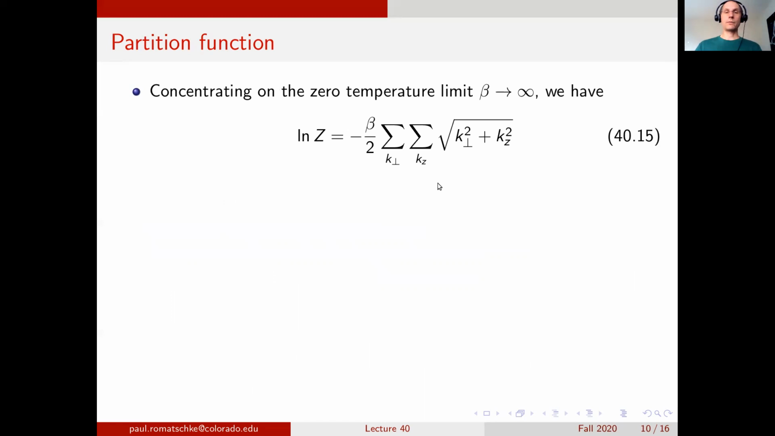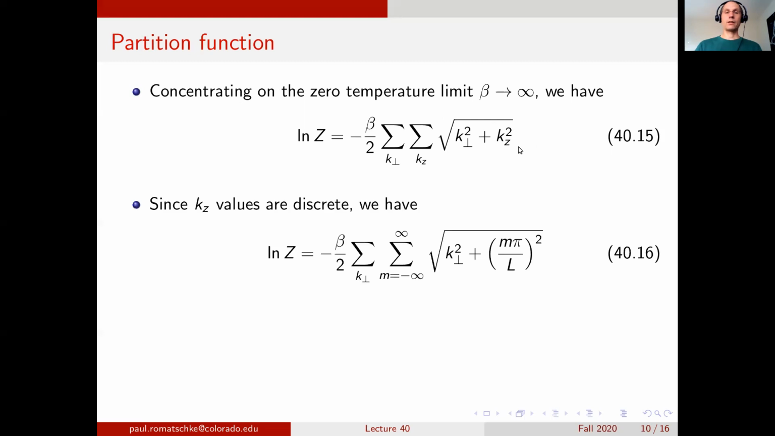So in the low temperature limit, we have that the logarithm of the partition function is minus beta over 2, sum over the transverse wave vectors and sum over the longitudinal wave vectors of the square root of k perp squared plus kz squared. The values of kz are discrete, so we parameterize them as m pi over L, and we sum over all integers m, so from minus infinity to plus infinity.